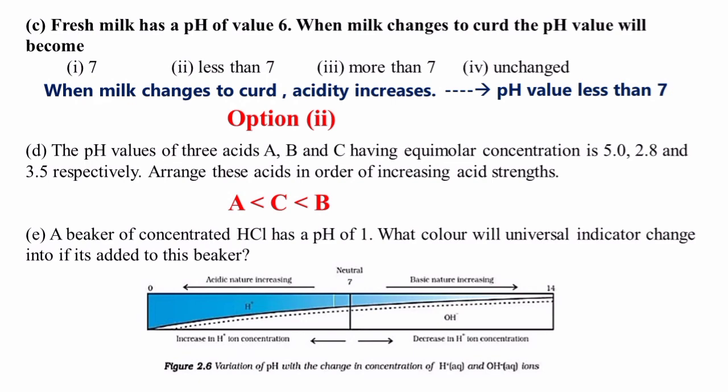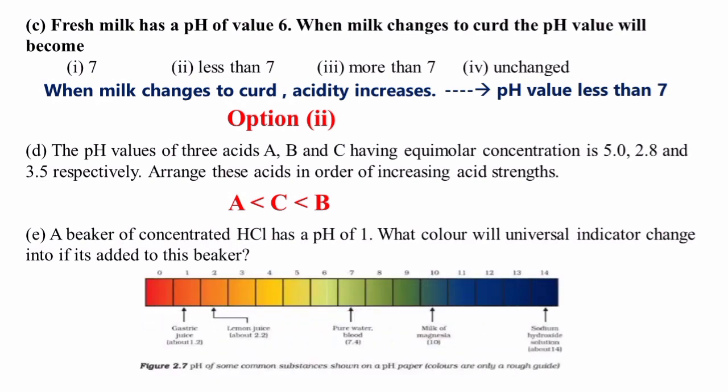The fifth question is, a beaker of concentrated HCl has a pH of 1. What color will universal indicator change into if it's added to this beaker? So we already know that in pH values, acids usually have the red shades, that is red, orange, yellow, yellowish orange, etc. So when HCl is having the value of pH 1, if you compare that with the pH chart given in your NCERT science textbook, you can understand that 1 gives the color red. So the answer here is HCl will give a red color to the pH solution or to the pH strip.